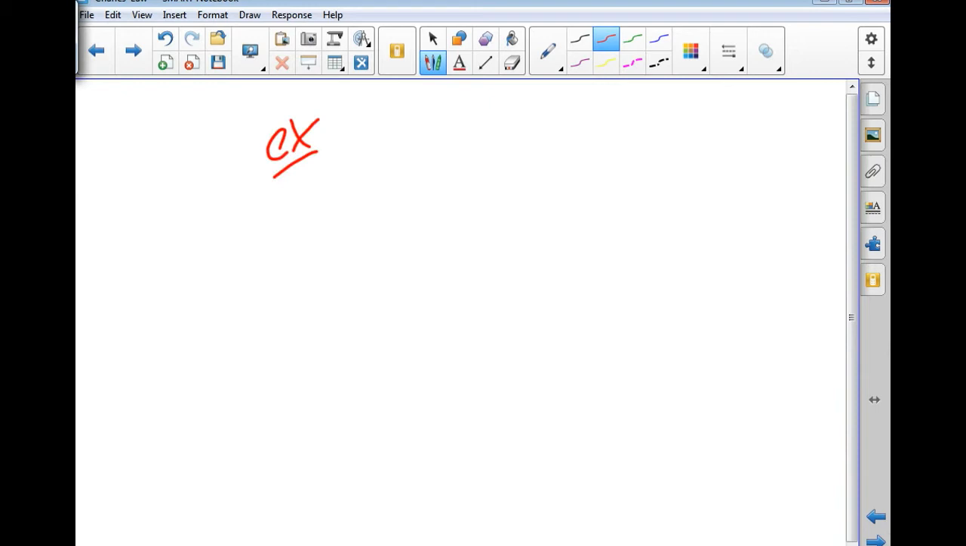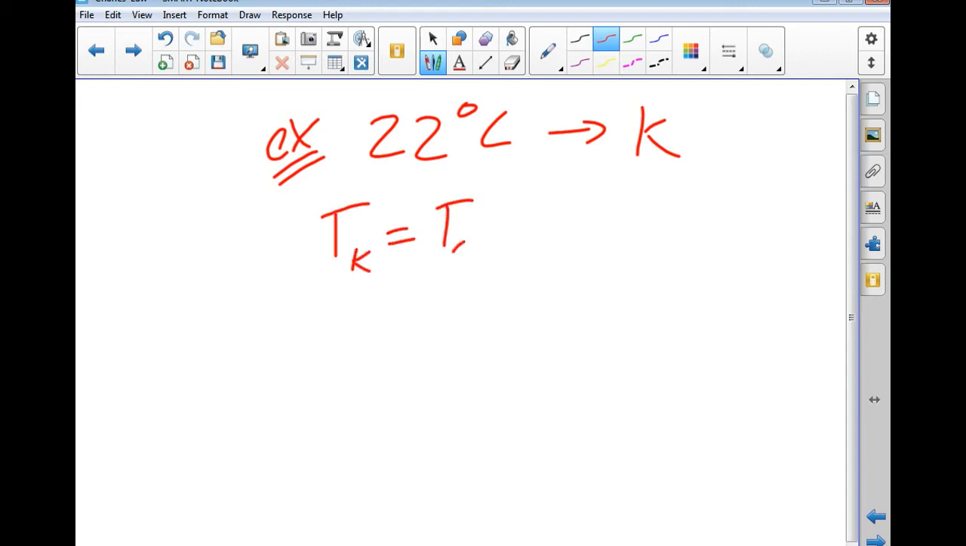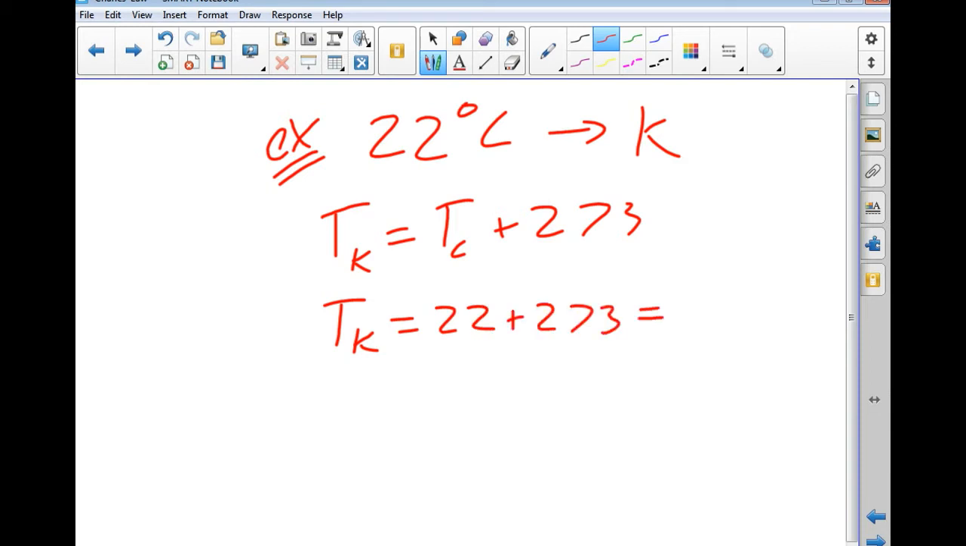if I wanted to convert 22 degrees Celsius to kelvins, we're going to plug it into our formula here. Temperature in kelvins is equal to temperature in Celsius plus 273. So, temperature in kelvins is 22 plus 273, and that equals 295 kelvins.